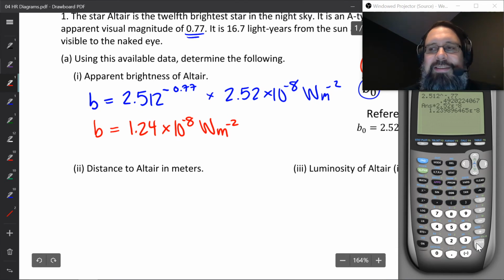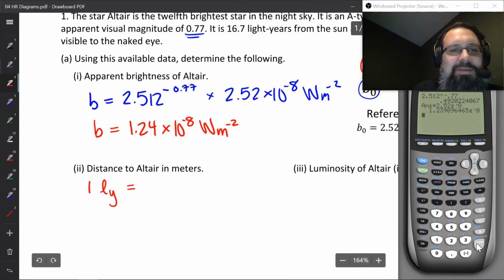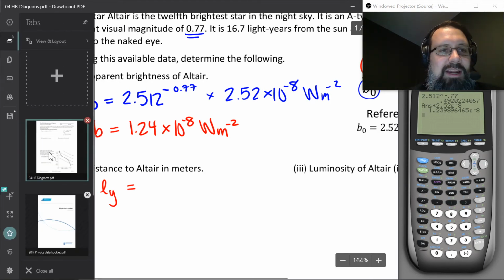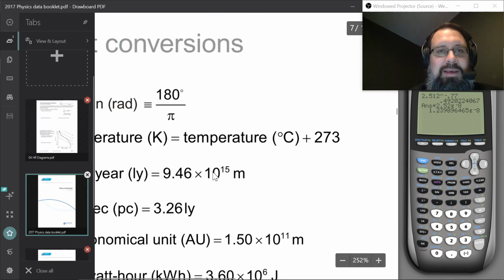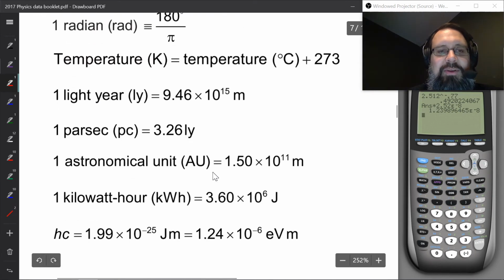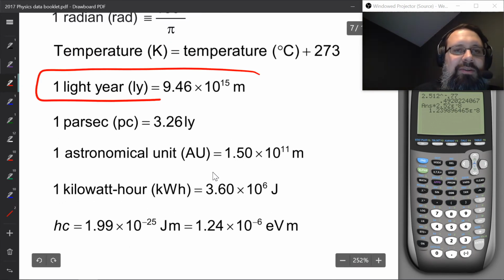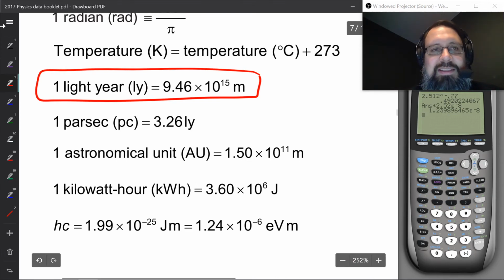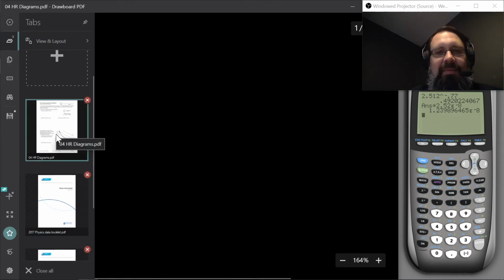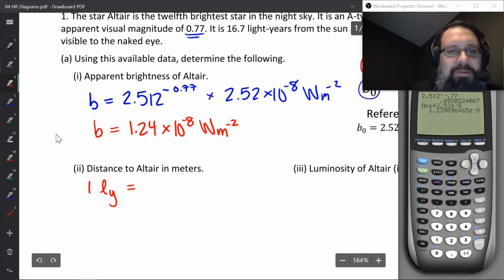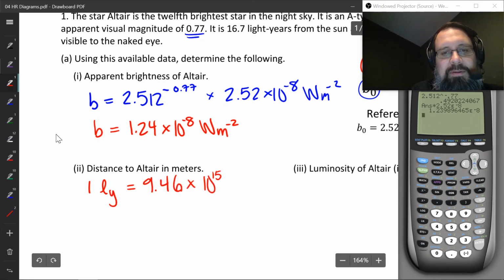Let's calculate the distance to Altair in meters. So we need to look up how far 1 light year is. Let's go to the data booklet. In the unit conversion section of our data booklet, here it is. 1 light year is 9.46 times 10 to the 15 meters. So back to here. I put 9.46 times 10 to the 15 meters.